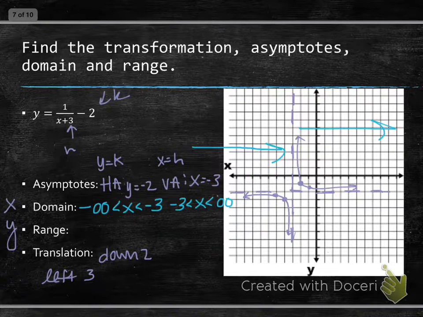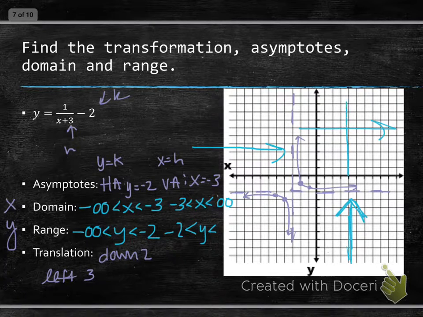Okay, it's going to work the same as with range, but range this time is top to bottom because we're talking about y's. So I still start with -infinity. I'm coming up from the bottom right here. I hit the wall at -2. I start back up after -2. And I keep going up, up, up, and I'm going to positive infinity. So that's what your domain and range are going to look like.